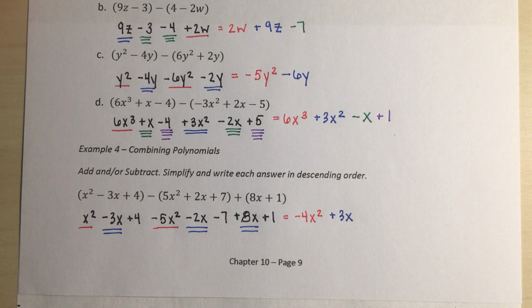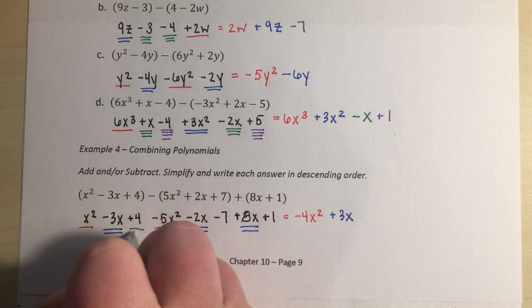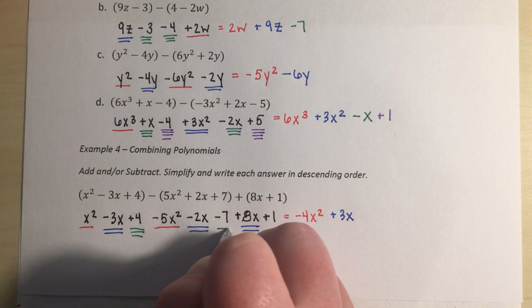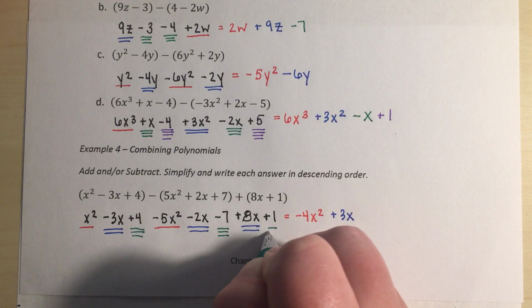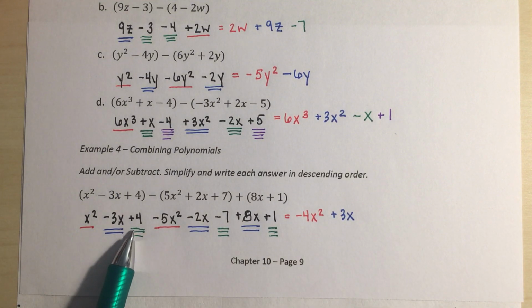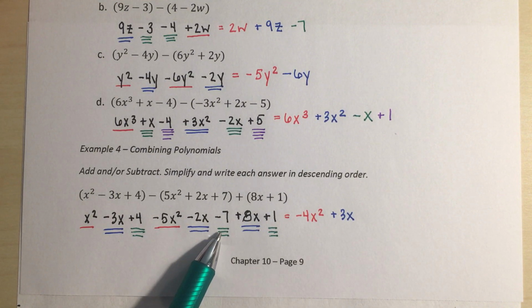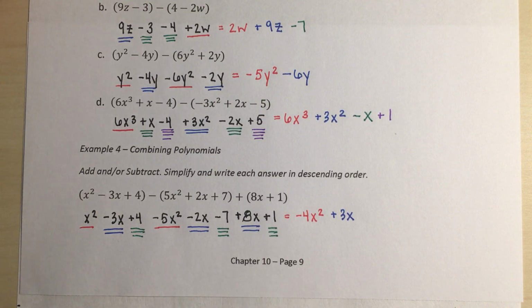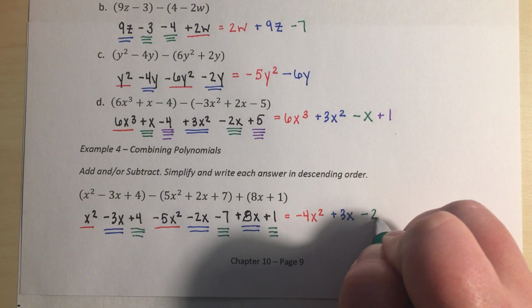And then we're going to finish it off with our constant terms, our numerical terms: a positive 4, a negative 7, and a positive 1. A positive 4 and negative 7 is going to give us a negative 3. Negative 3 plus 1 gives us a negative 2.